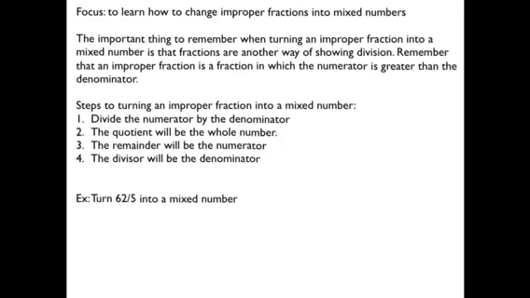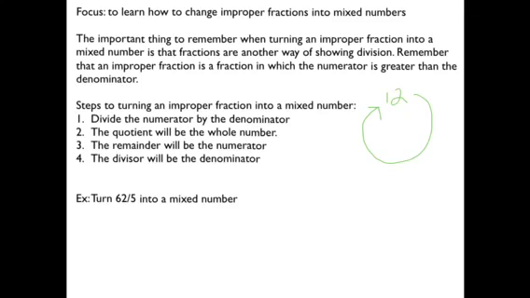Okay. Whenever I turn an improper fraction into a mixed number, all I'm going to do is divide the numerator by the denominator. My quotient will be my whole number, my remainder will be my numerator, and my divisor will be the denominator. What I like to think about is a clock. A clock always has 12 at the top, and we go around this way. Let me show you what I mean by that.